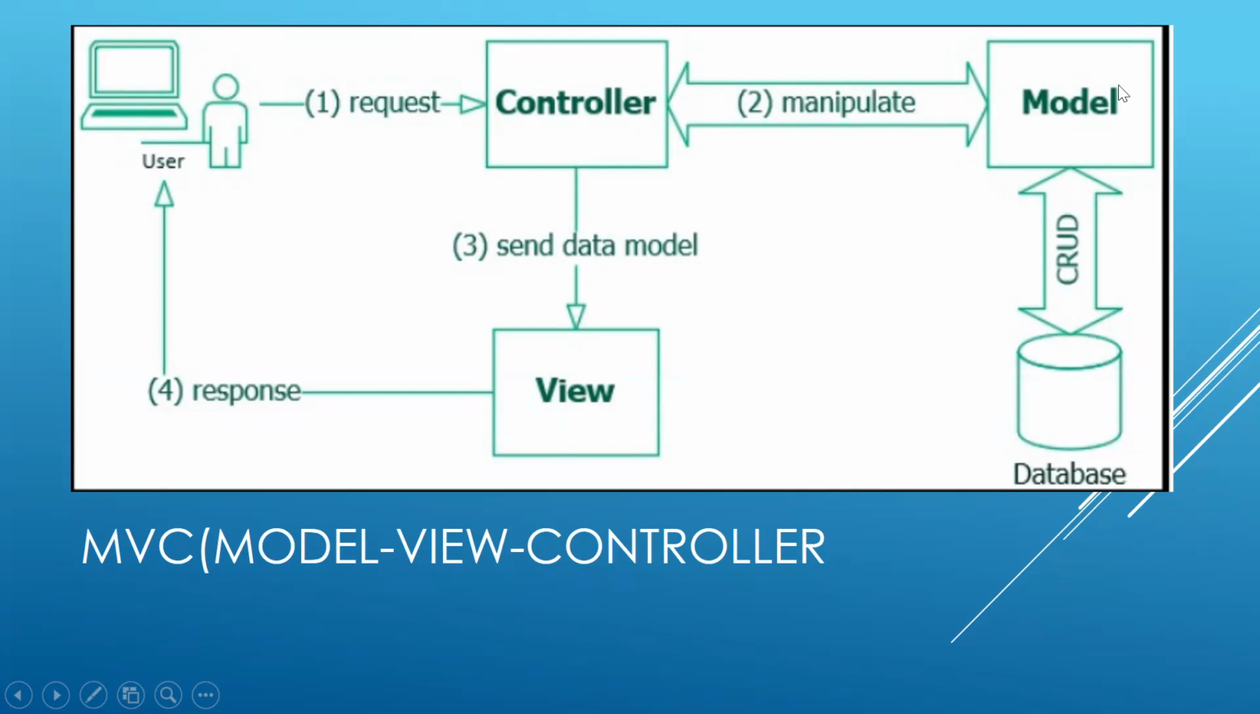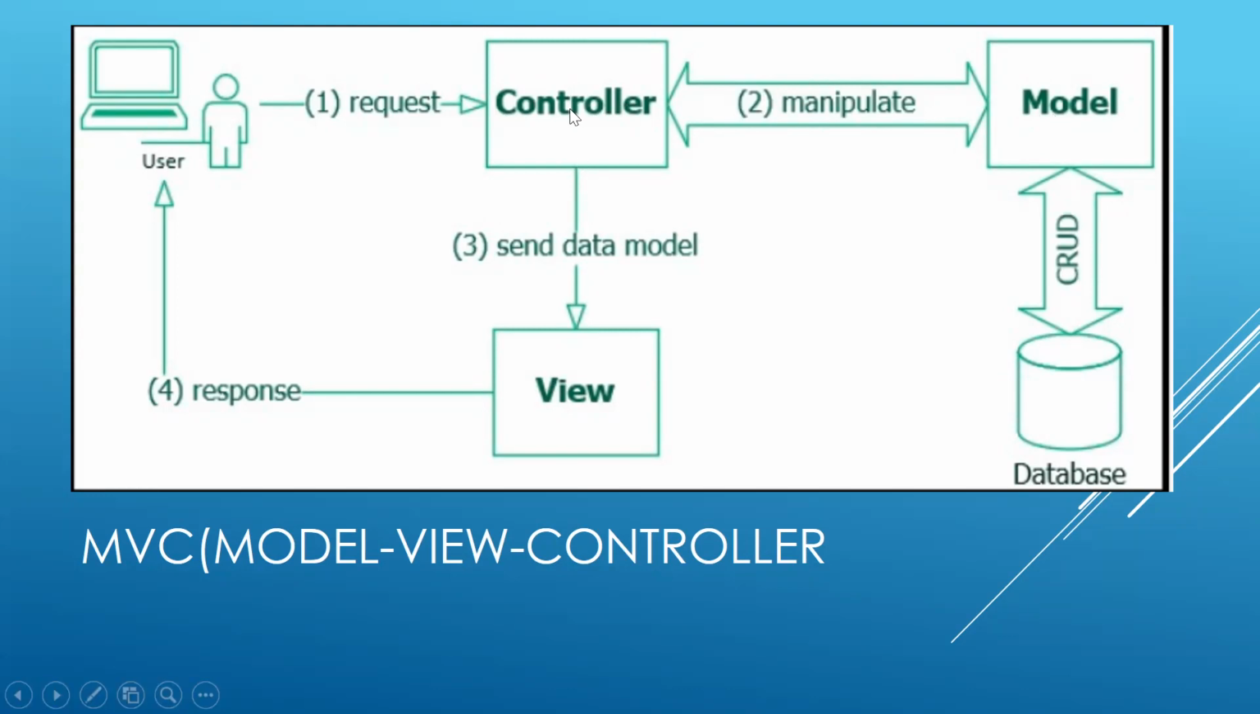It communicates with the model to access or update data. The model performs operations related to data, such as accessing the database, storing, updating, or even deleting data, etc. And then it passes to the model and then back to the controller.